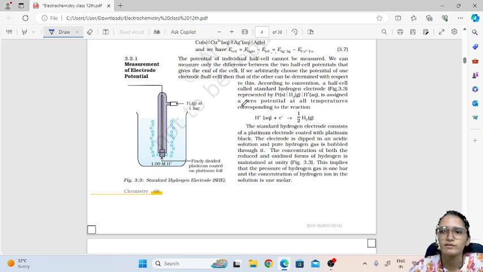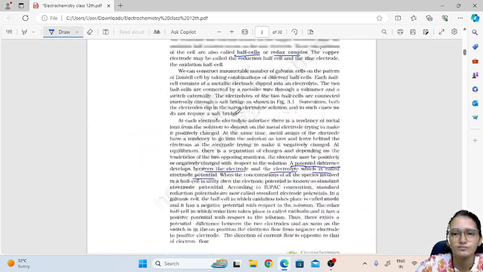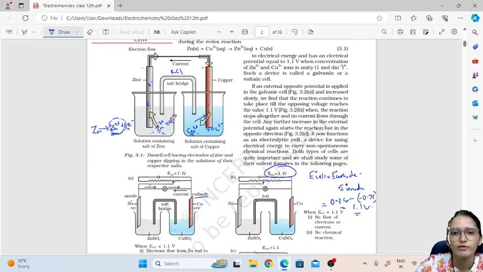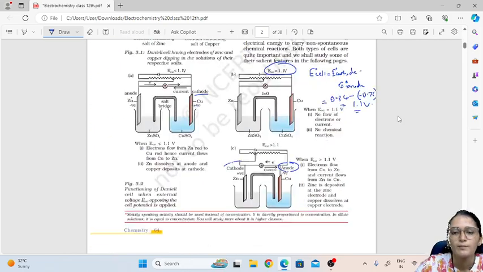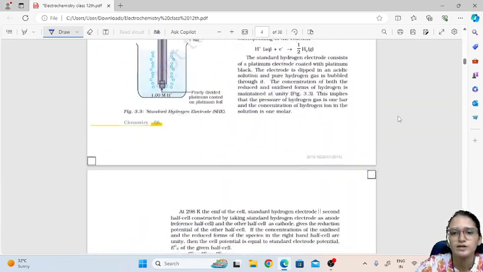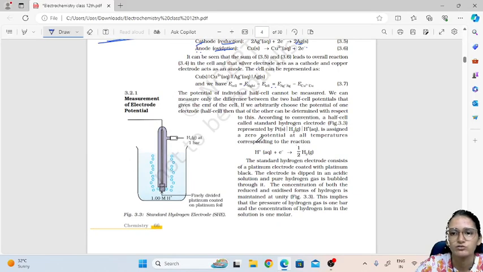Now potential of individual half cell cannot be measured, okay. In a galvanic cell we have to take two beakers with two electrodes, and that's how we are calculating the values. But if you want to take just a zinc electrode and calculate its value, it's not possible, okay, but it is possible using this particular electrode, which is the standard hydrogen electrode.